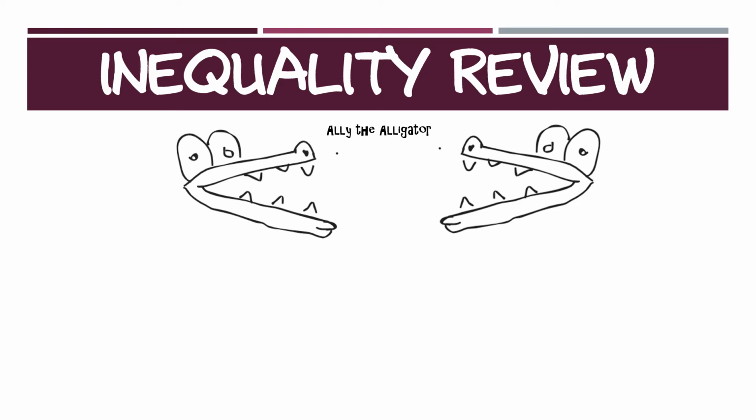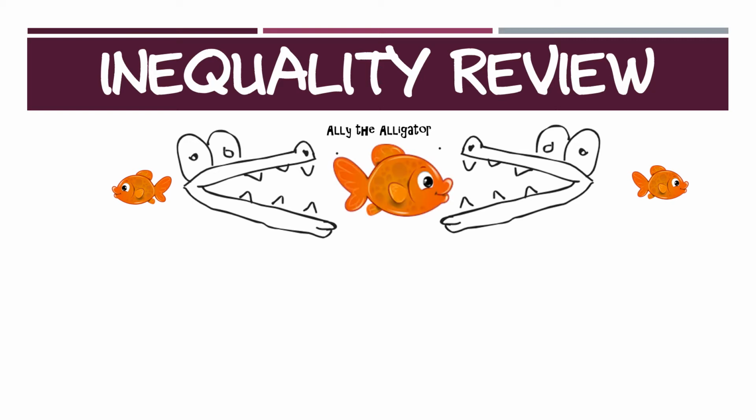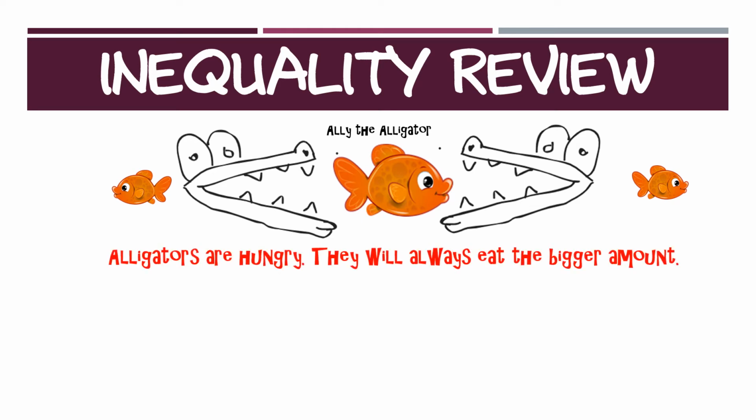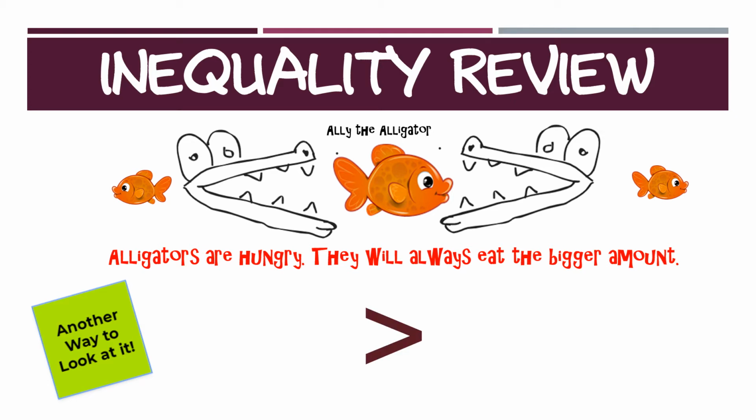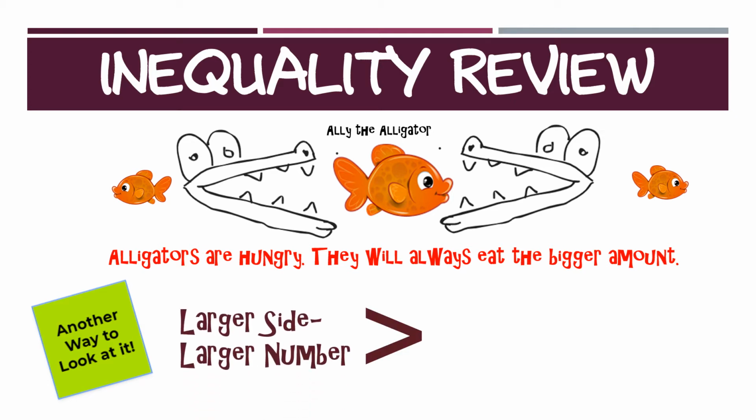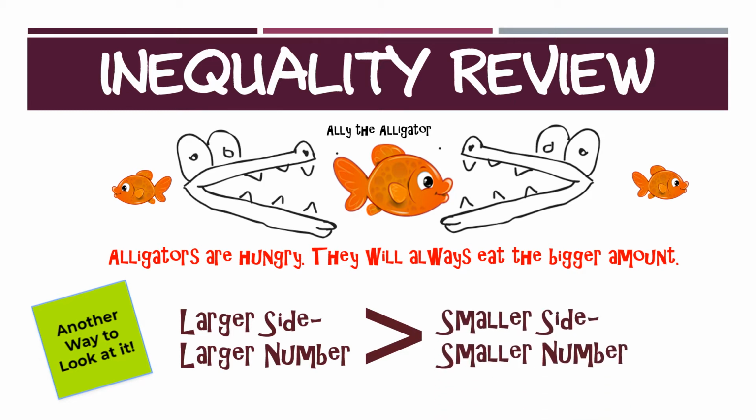I love to bring in my little character, Allie the alligator, when talking about greater than and less than. Allie's ignoring these little bitty fish because she's really hungry. She's always going to focus on that big one. Alligators are hungry. They always eat the bigger amount. Another way to look at it, when you're looking at the symbol, the larger side opens up to the larger number. The smaller side points to the smaller number.